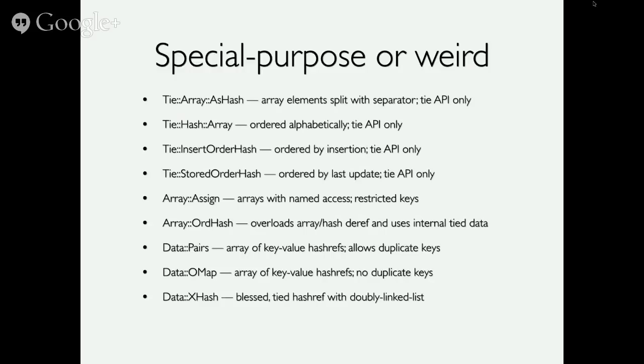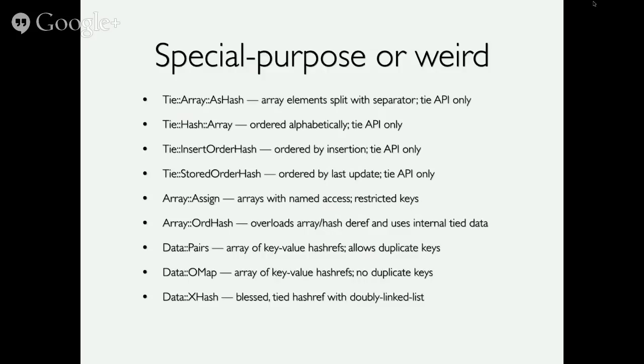Tie insert order hash and stored order hash are essentially sort of just inverses of each other. This one, you get it ordered by insertion time. And this one, you get it ordered by the last update time. So if you're doing some sort of LRU cache, maybe this might work for you. But it's a very special purpose thing. Array assign is sort of similar to array as hash, but the set of keys is restricted to other sort of weird stuff. Array OR hash is one of my favorites for crazy.